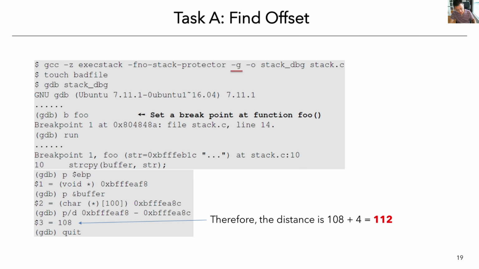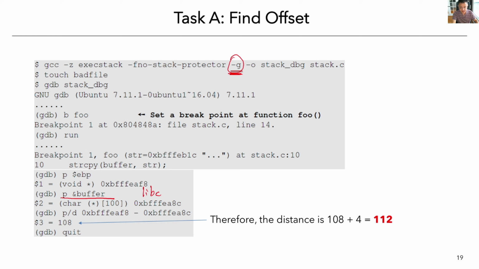So here is the screen demo. It's very important to enable the debugging information. Otherwise, the buffer you print here will be a different address, a different buffer. In fact, it will be the buffer from another C file. So you must enable -g here.